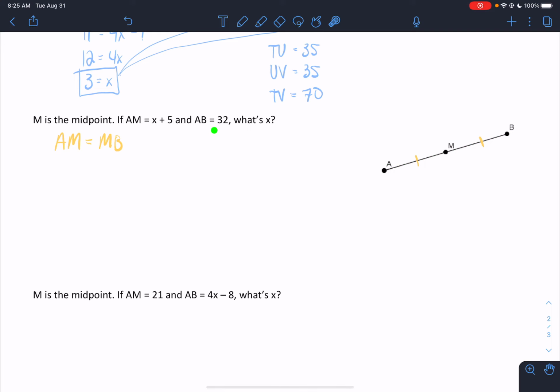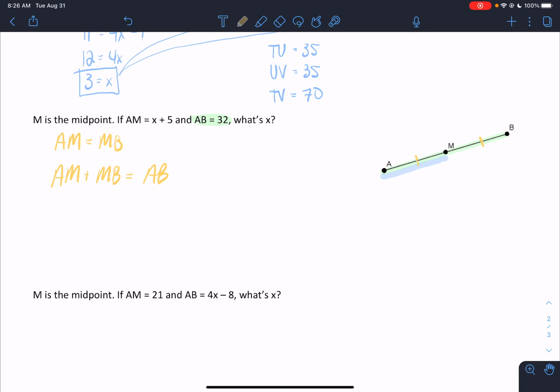But be careful, this AB, that's not what I have over here on the other side of the equal sign. AB right here is talking about this entire amount right there, the whole thing. So these two things aren't equal to each other. AM is just this piece right here. AB is the entire thing. And so if AB is the entire thing, I need to add together the two pieces to get the whole thing. So I can have AM plus MB is equal to AB. Those two pieces add together to get me the entire amount.